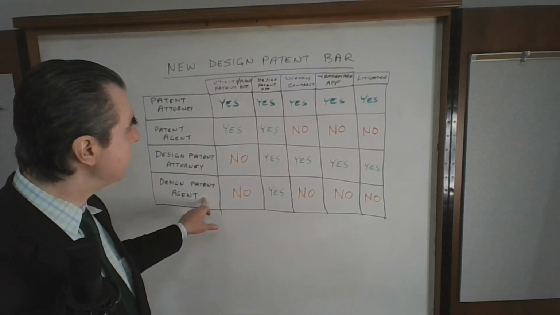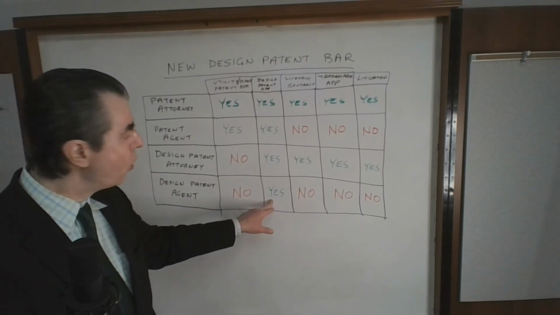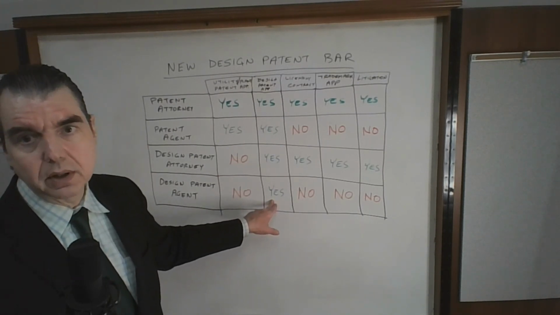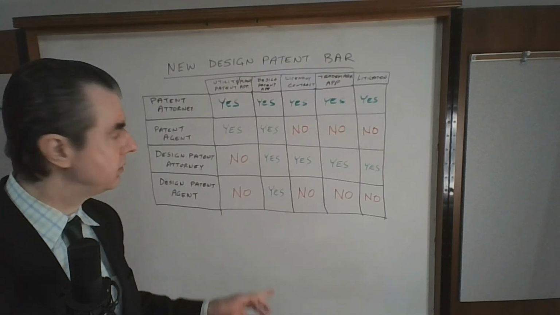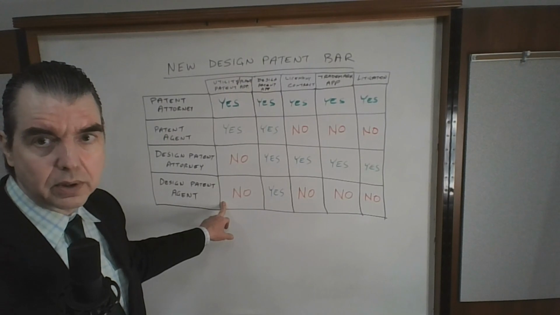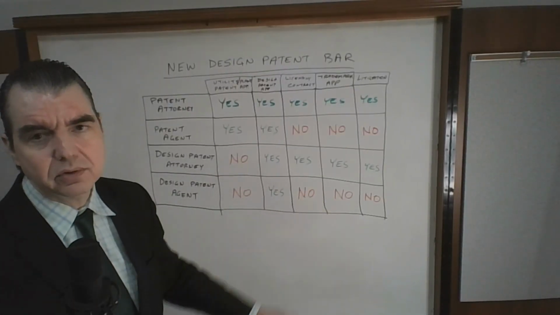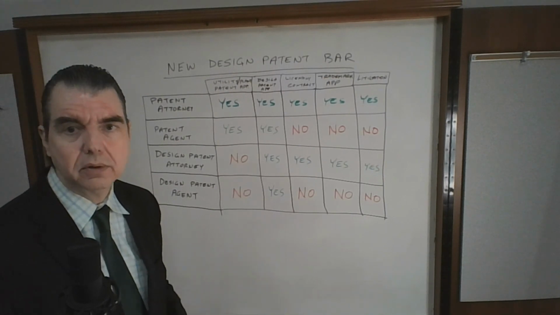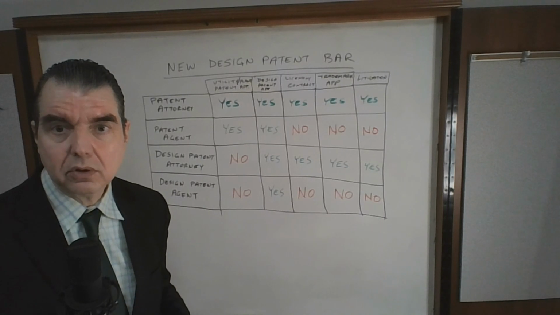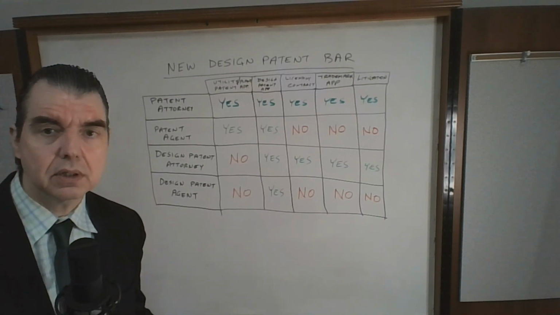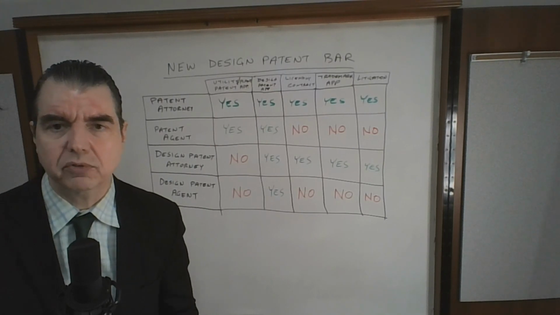The design patent agent now is even more limited. The only thing that they'll be able to do is prepare a design patent application and prosecute it through the allowance. They can't do anything with utility patent applications. They can't do anything that would be considered attorney legal work because they're not a licensed attorney. So hopefully this isn't going to create a lot of confusion in the inventor community, and the inventors will know the difference between these types of practitioners.